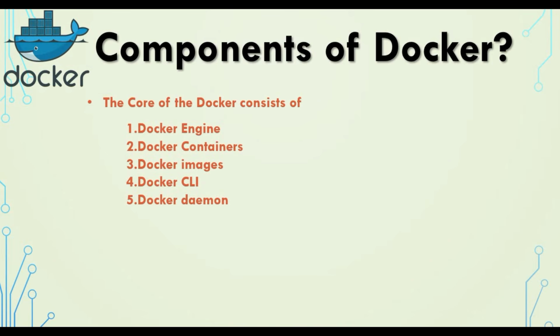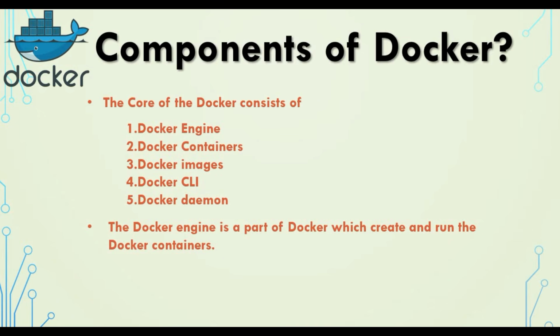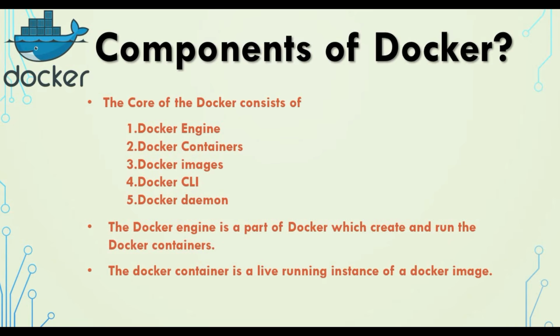So these are some components which you need to be aware of: what is the Docker engine, what are Docker containers, what are Docker images, Docker CLI, Docker daemon. So what is a Docker engine? Docker engine is a part of Docker which creates and runs the Docker containers. It's the base of Docker, where once you install Docker, this Docker engine runs, and that will help you to create and run the Docker containers. Okay, so that's a basic, simple definition of Docker engine.